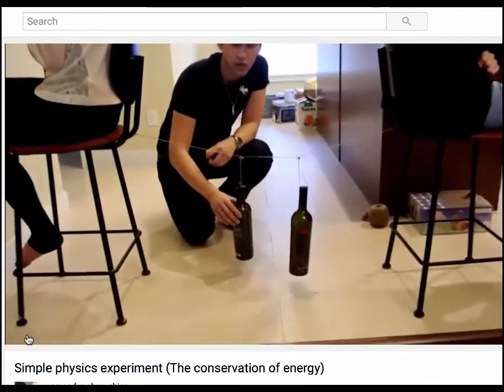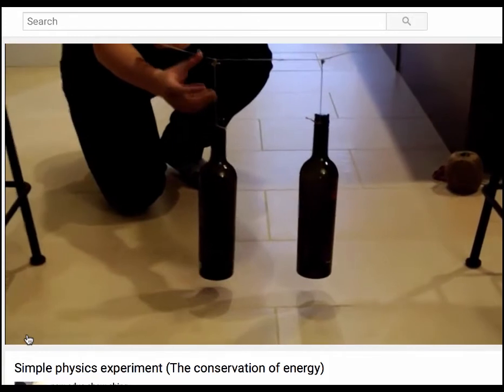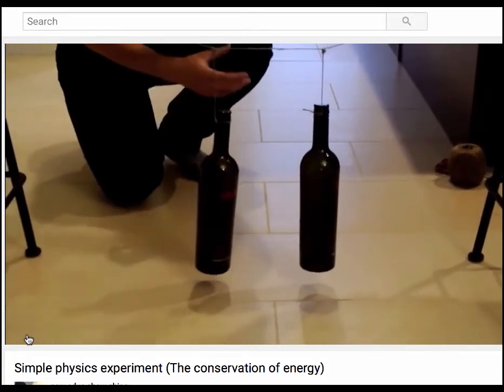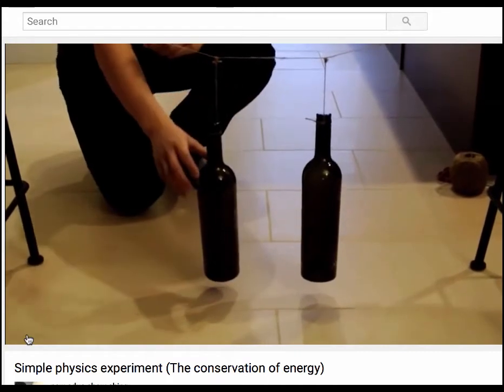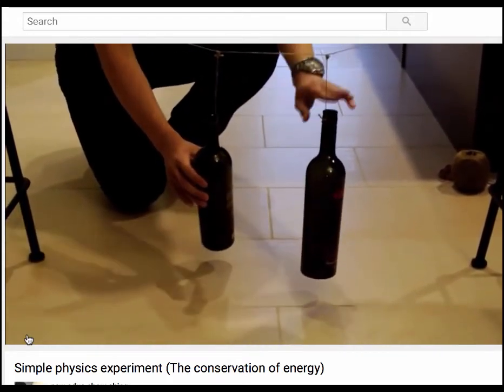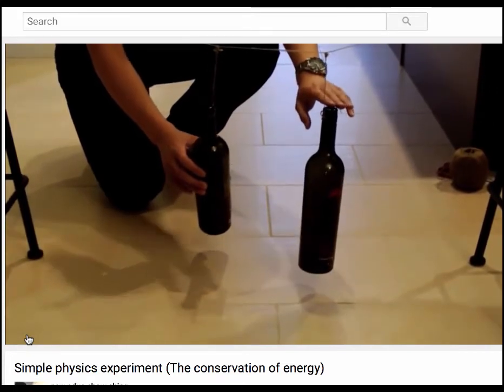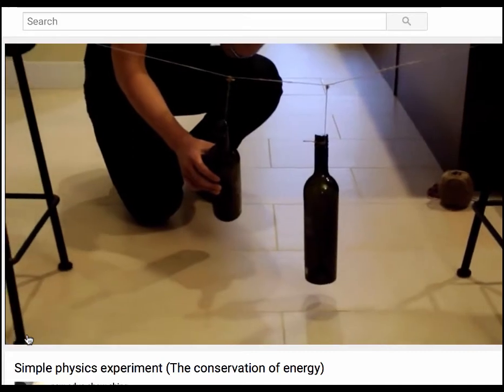Okay, but the general idea is the energy is transferred from one to the other, and the energy will still be the same. So first of all, I'm gonna swing this red wine bottle and keep this one still here. Okay, and I'll let you guys see how this conservation of energy works in this experiment. So I'm gonna swing this.